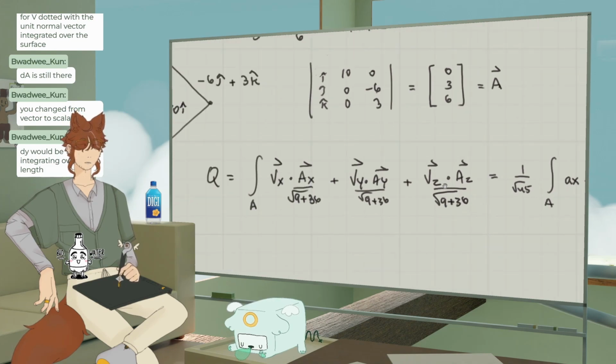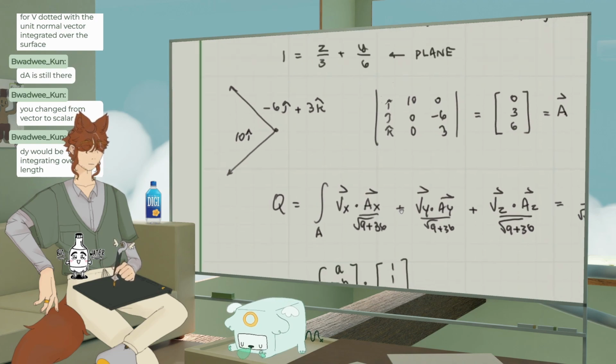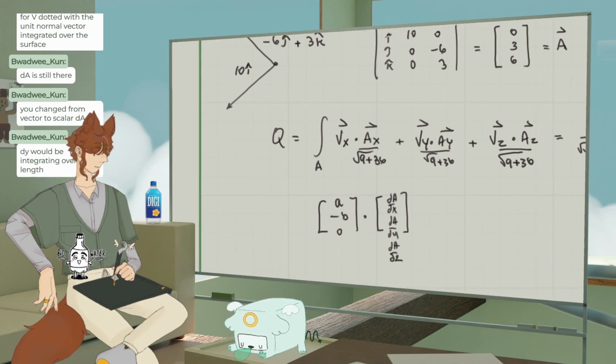Wait, but that's kind of weird, because it's like... okay, if I dot... let's say I dot, right, it's like A x... or sorry, A negative B, dotted with our unit, which is like 1, 1, 1. But that would just equal like negative B. Or is it like dA, dA, dA? Or is it dx, dy, dz? Or is it dA, dx, dA, dy, dA, dz? I don't think that's correct either.